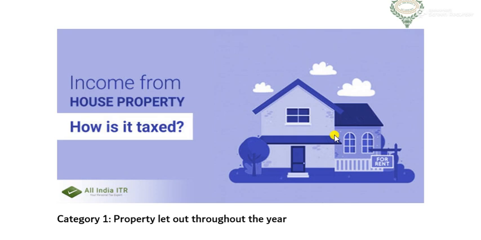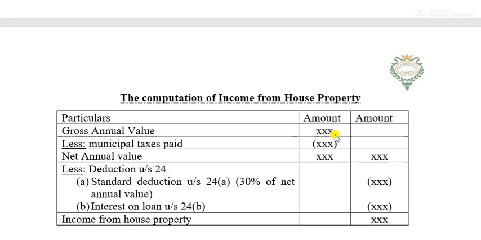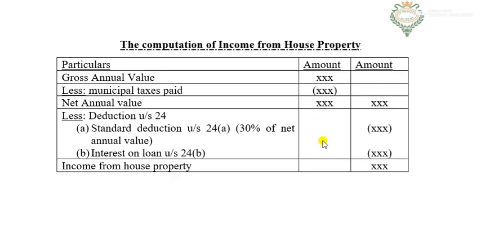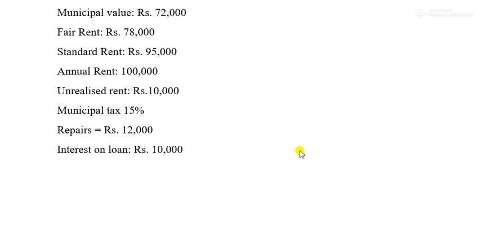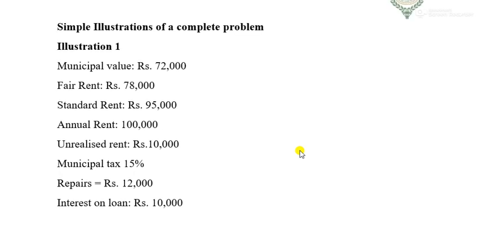I told you that first we have to calculate gross annual value, then the municipal taxes will be deducted, then the standard deduction, and finally income from house property. So today we are going to do some simple illustrations. They are simple, but they represent a complete sum, and this is how you have to do it in the exam.